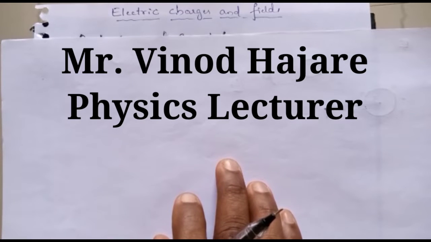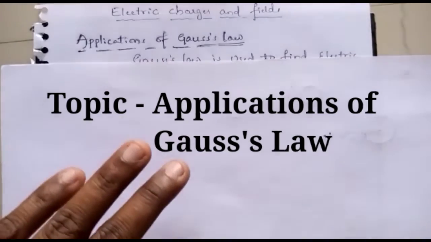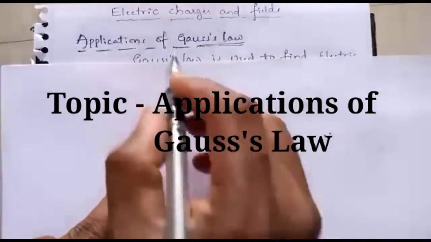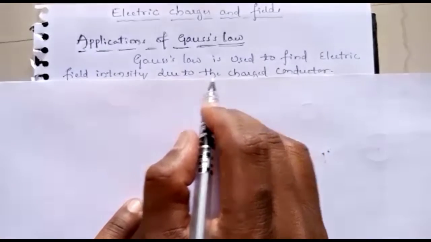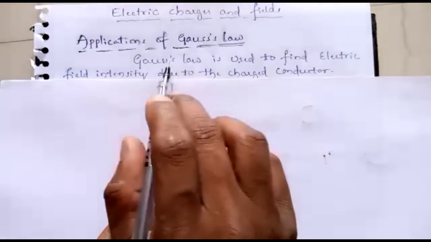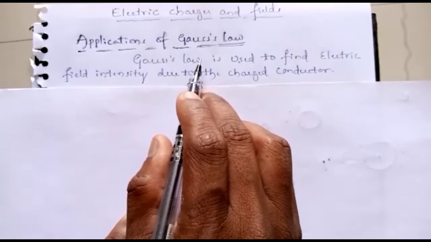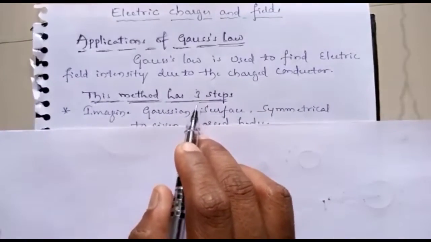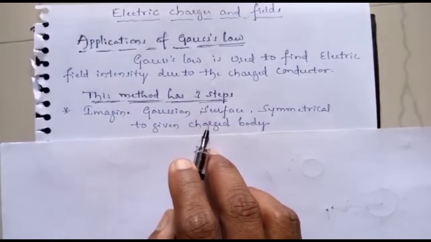Dear students, today we will discuss applications of Gauss law. It means by using this Gauss law, we can find the electric field intensity due to various types of charged conductors. Therefore, this method has three steps. First one is imagine Gaussian surface symmetrical to given charged body.